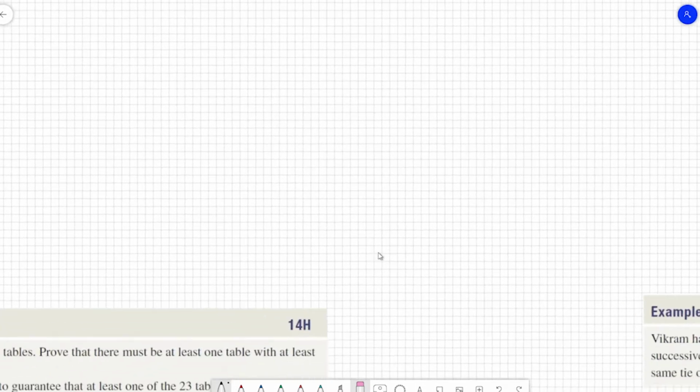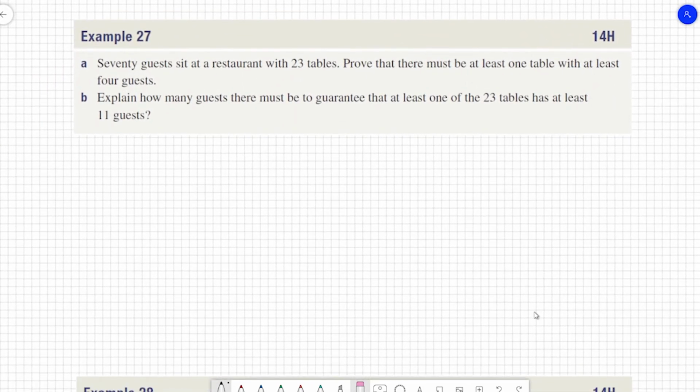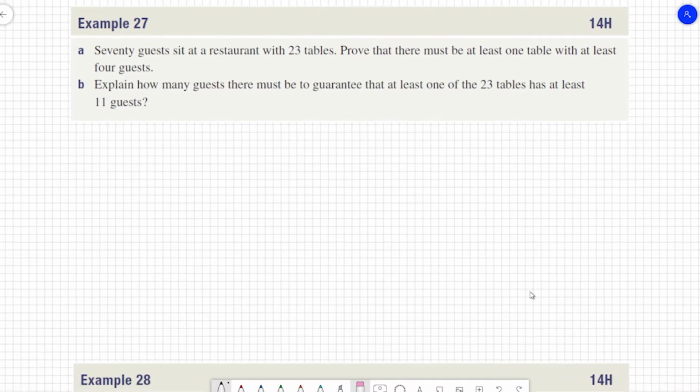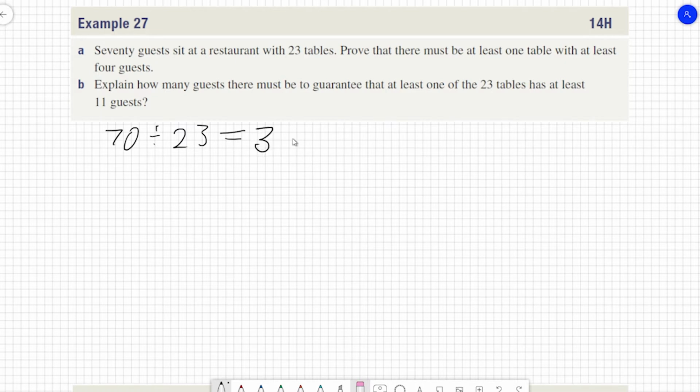Let's run through some examples. For example, 70 guests sit at a restaurant with 23 tables. Prove that there must be at least one table with at least 4 guests. So think about what's the worst case scenario. All 70 people are distributed evenly amongst 23 tables, yeah? So what we end up with is 3, remainder 1.